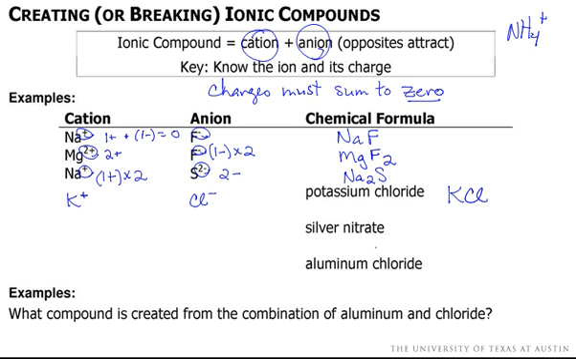With silver nitrate. Now silver is not a representative element. It's a transition metal on the periodic table, but it's a special case that does not require Roman numerals. Silver is Ag+. Please commit that to memory.